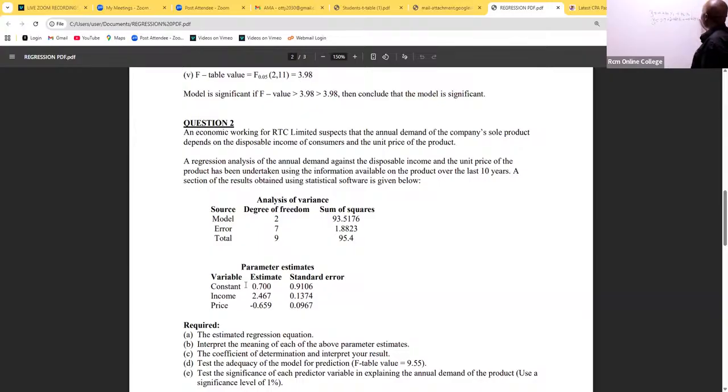If you wish, you can put in the variables. X1 is income, and x2 is price. So y is not income. An economist working for RTC Limited has annual demand, so this y is annual demand. So this is what was expected of you in Roman 1.